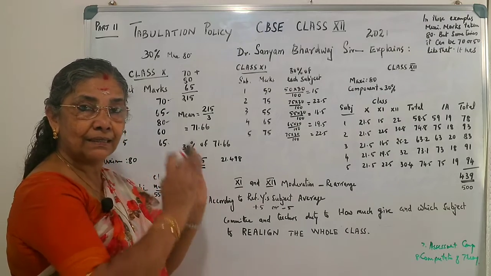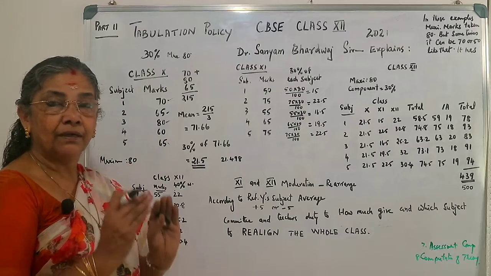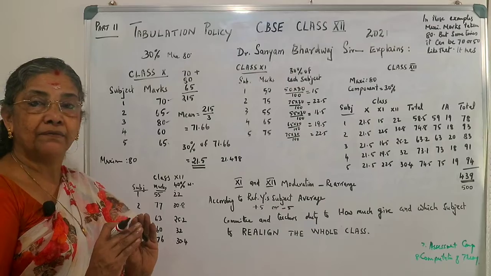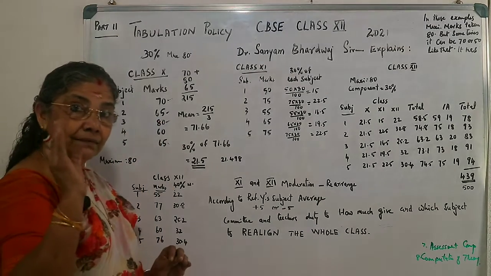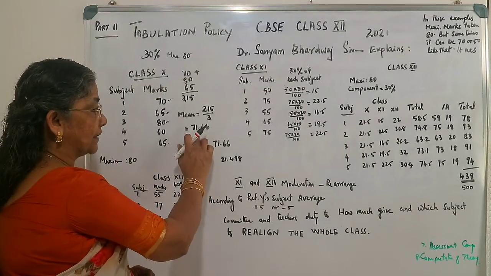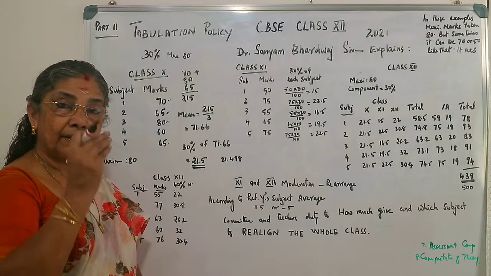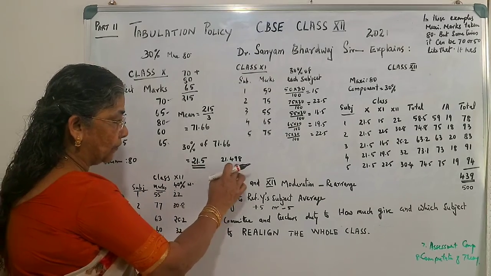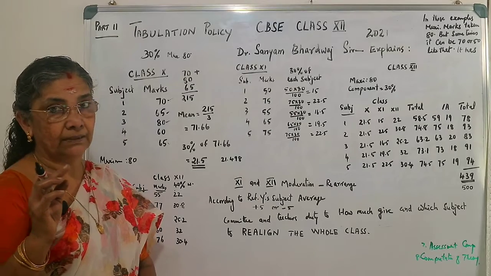Here the 10 standard was done offline itself. The board examination really has been done, so we will get the actual marks. We have to write those marks, take the best 3 marks, add them and divide by 3, and we get the average mark 71.66. But we cannot carry forward 71.66; we have to convert it into 30% of 71.66, which gives 21.498. So ultimately you get 21.5 marks.